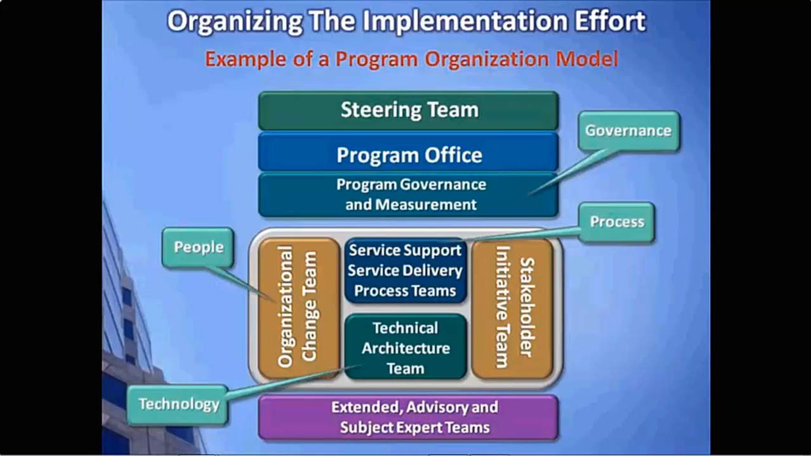Now a few words on some of the terms that may not be quite clear here. Extended advisory and subject expert teams are really people outside the core team, if you will, of your project that have additional expertise, or they might represent a business unit or maybe another IT unit, and they may be part-time involved with your effort in terms of representing the interests of that unit on your project. Stakeholder initiative teams might represent other projects similar to some of the work you're doing that you may want to start aligning yourself with or creating some alliances with.